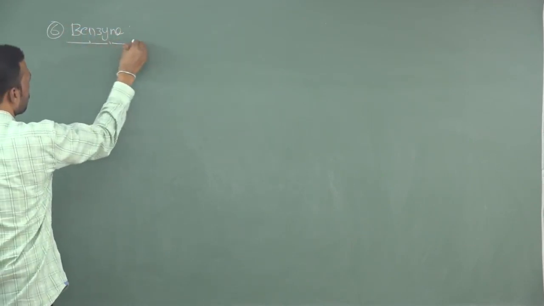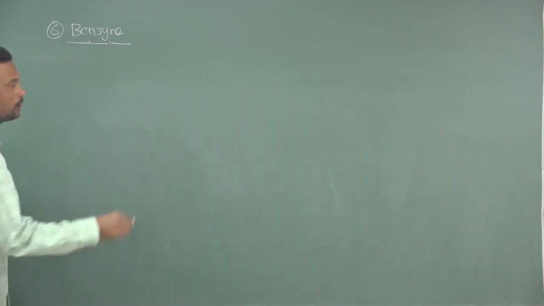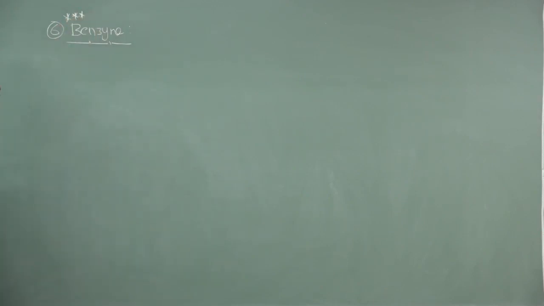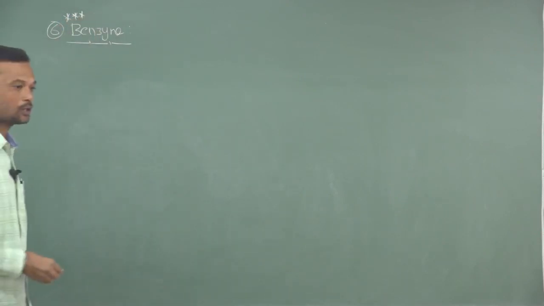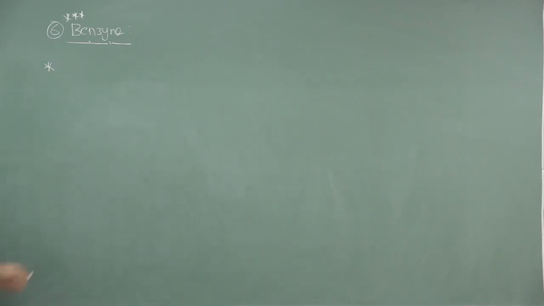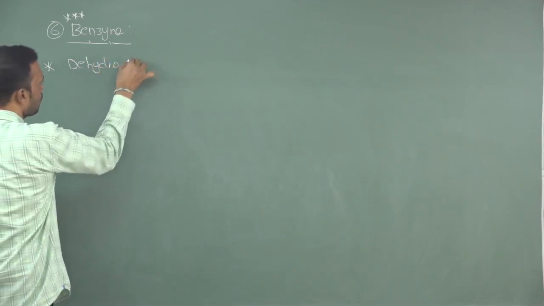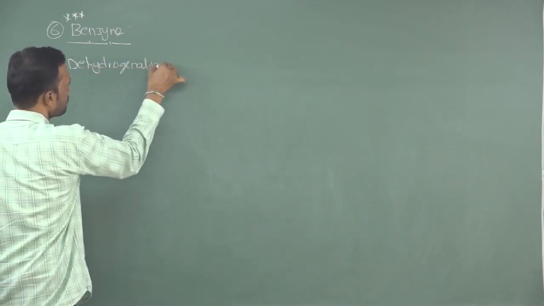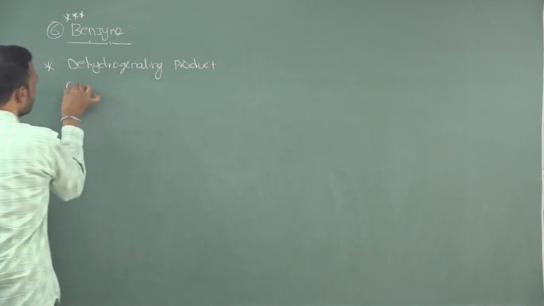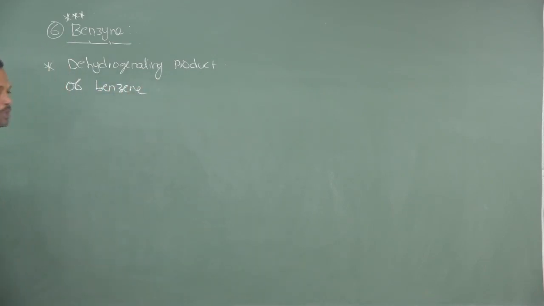Benzyne may also help in pericyclic reactions. Most important one, it may help in pericyclic reactions. It is also one of the reactive intermediates. Okay. So benzyne is a dehydrogenation product of benzene.